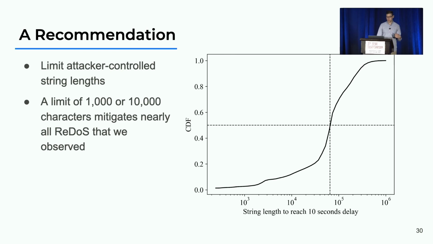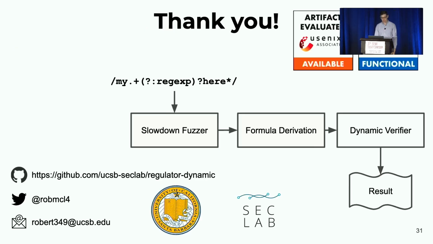Just to wrap things up, a quick recommendation. We find when we're looking for the shortest string that triggers ReDoS, if you wanted to mitigate almost all of the ReDoS vulnerabilities that we found, you probably want to limit your input strings to maybe 1,000 or 10,000 characters, and then 10 seconds of delay would be impossible in almost all of the vulnerabilities we found. So that seems like a good recommendation.